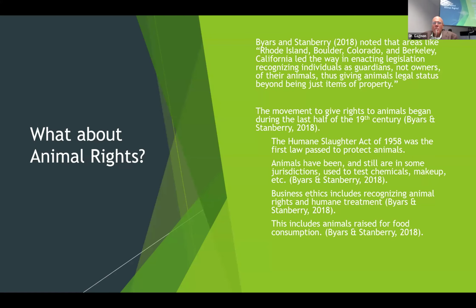The movement to give rights to animals began during the last half of the 19th century. You have the Humane Slaughter Act of 1958, and that was the first law passed to protect animals. Animals have been and still are in some jurisdictions used to test chemicals, makeup, and various things. Very cruel. Business ethics includes recognizing animal rights and humane treatment of them. This includes animals raised for food consumption.